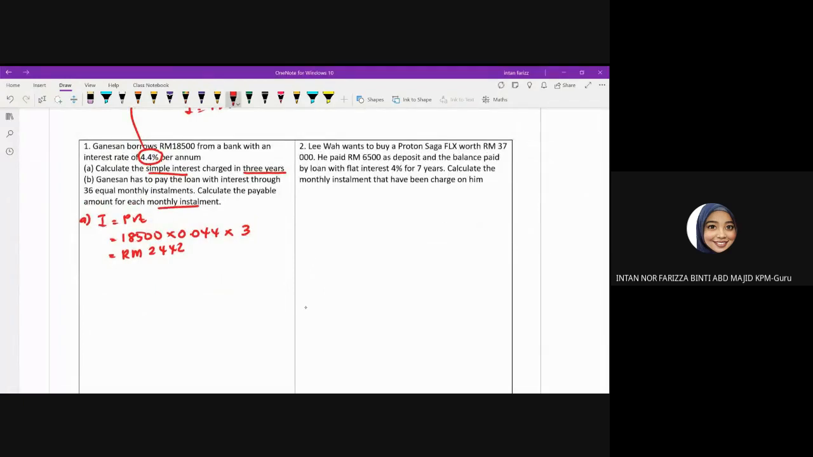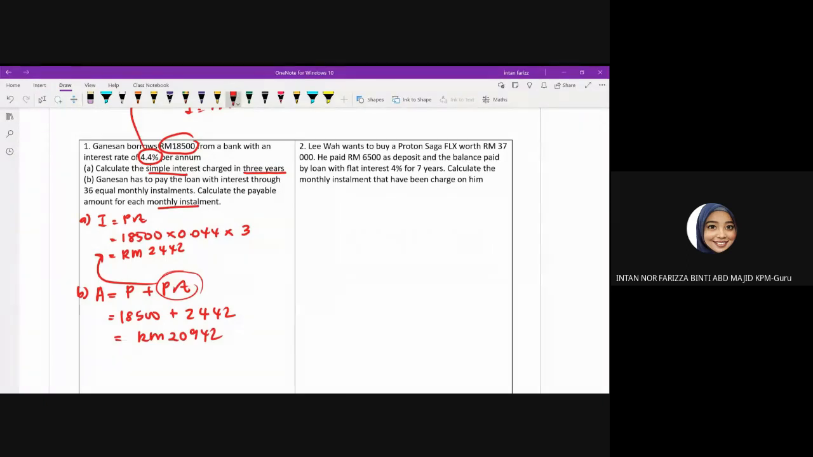So for this one, what do you have to use? A = P + PRT. What's our P? Remember, P is the amount of money that he borrowed, so 18,500. What is our PRT? Isn't it the one that we got as the answer in A just now? So it is 2442. Adding these will give us RM20,942.